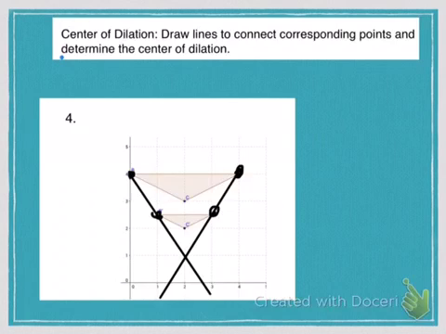And then finally, C in my pre-image and C prime in my image and draw a line and connect those points. And my center of dilation is always the point where the lines intersect. So that would be my center. So it would be at x coordinate 2, y coordinate 1.